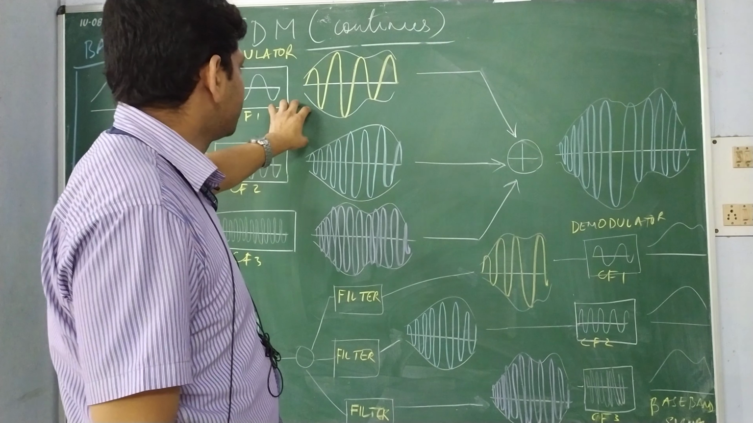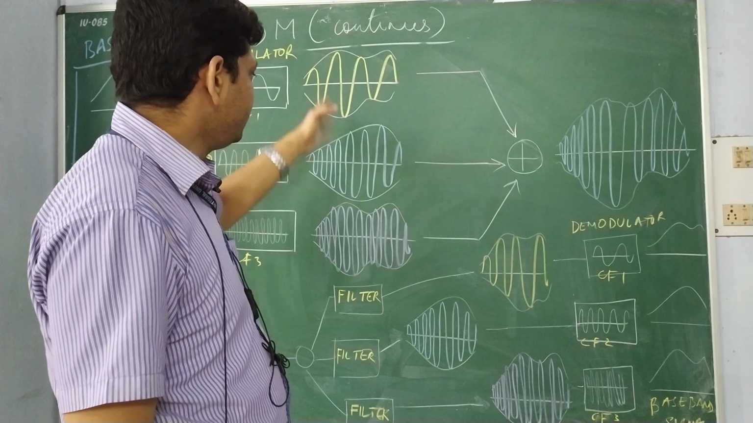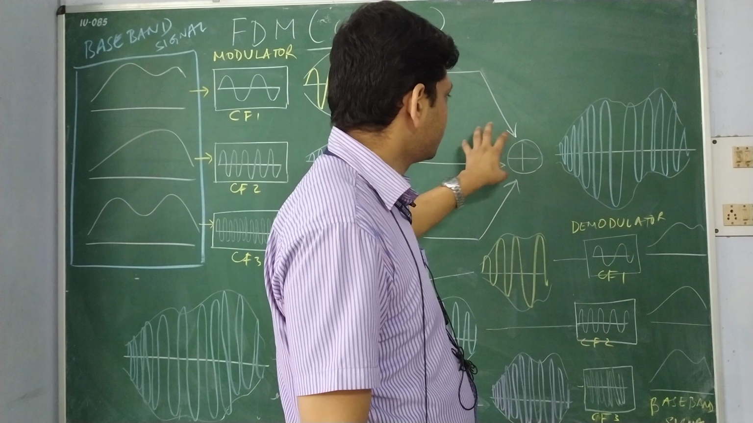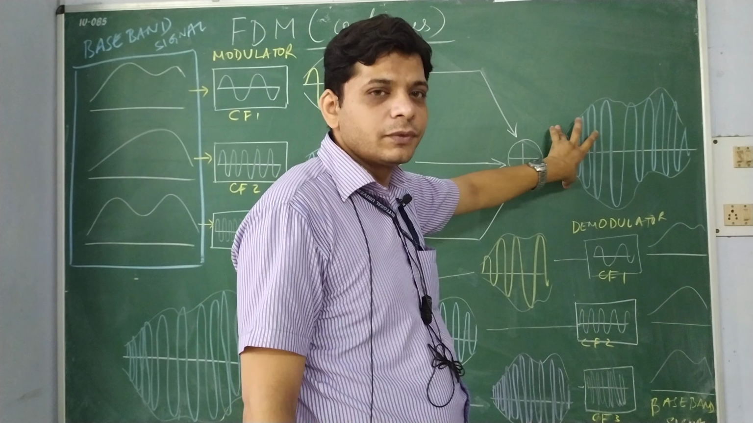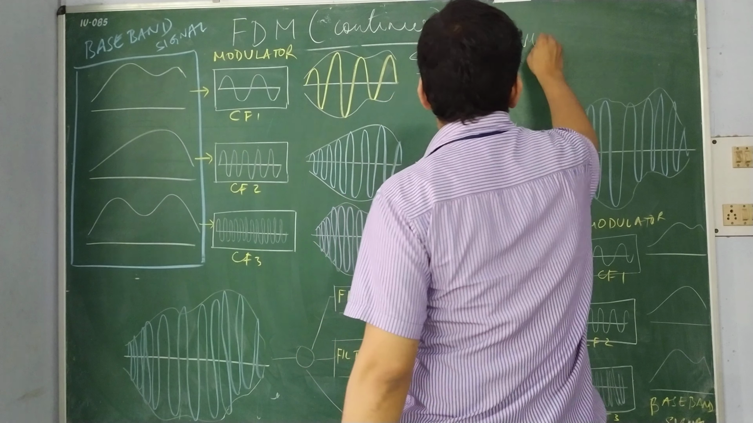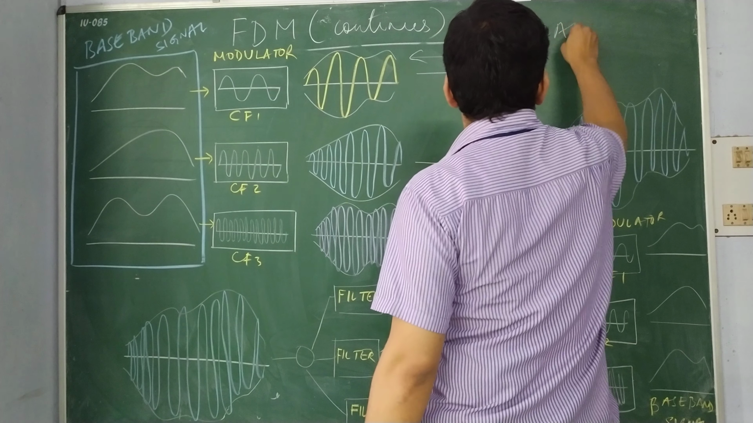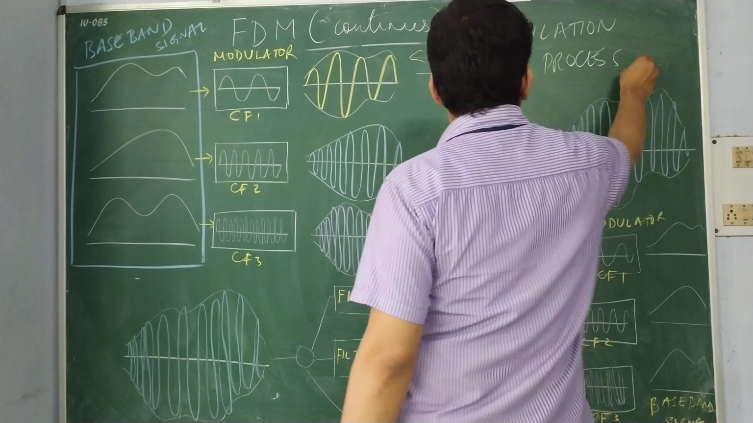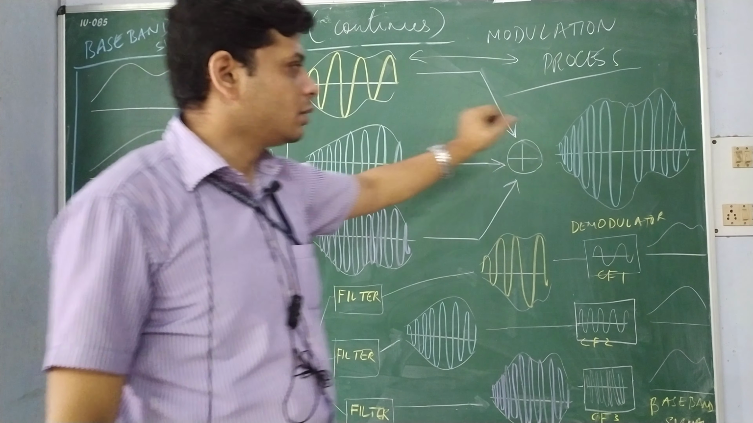As far as the modulated signal is concerned, here comes the modulated signal, and these modulated signals are then transmitted over the medium to form a composite signal. Okay. So, this is all about multiplexing, or you can say the modulation process. Many signals are coming together in order to form a composite signal.